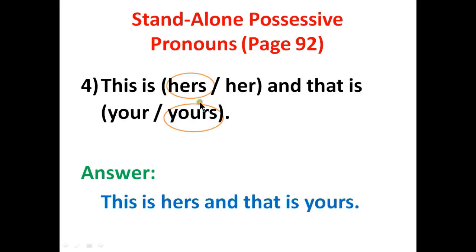Number 4. This is hers and that is yours. You will circle 2 stand-alone possessive pronouns, hers and yours, in this sentence, and then rewrite the sentence with correct spellings. This is hers and that is yours.